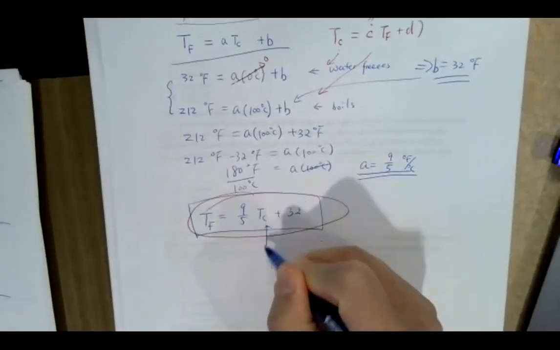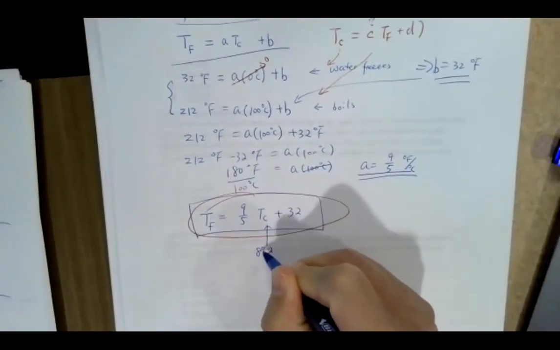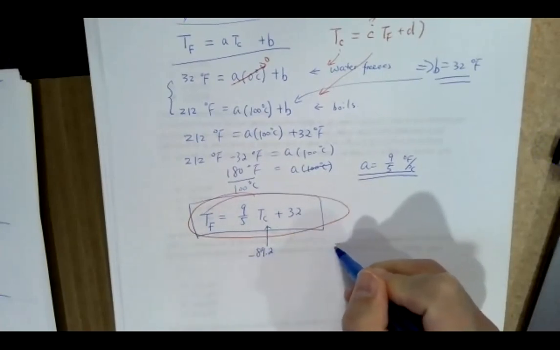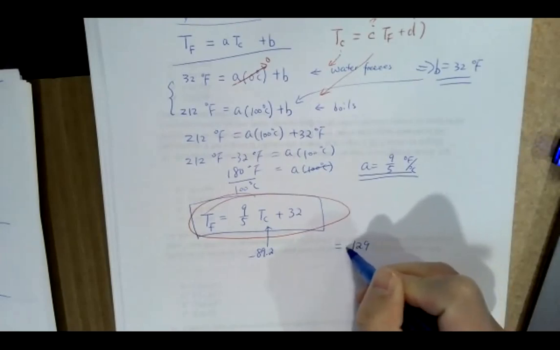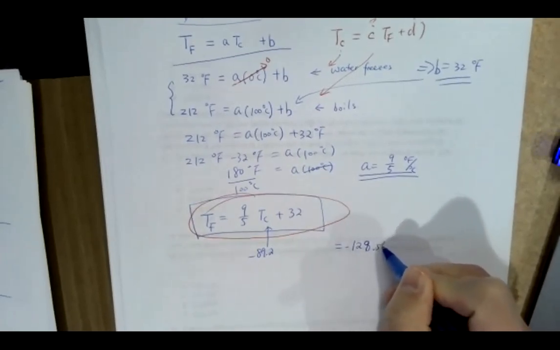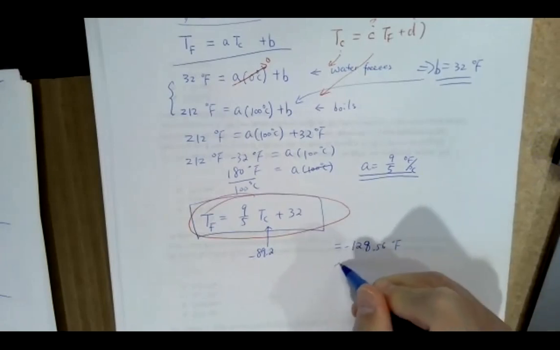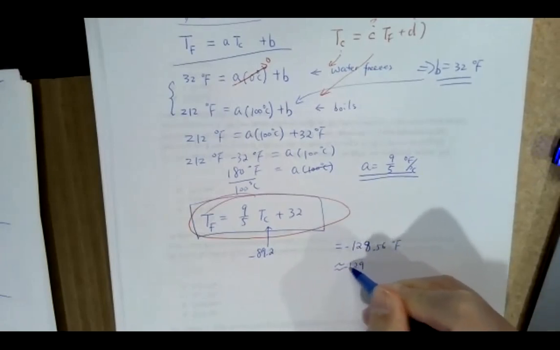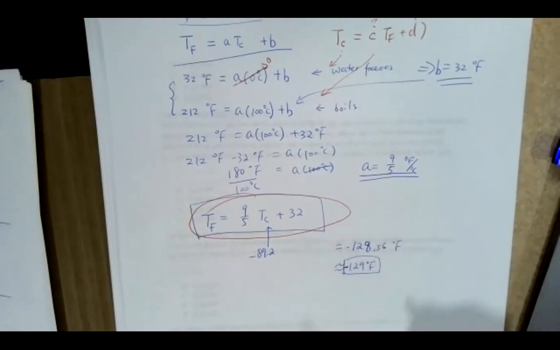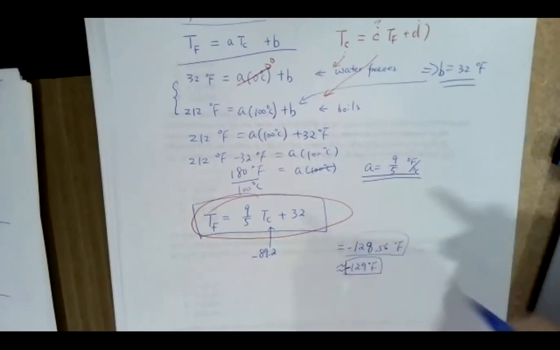All right, so you put -89.2 there, and then the result will be -128.56, right? You can keep just 3 significant figures. All right, -129, okay?